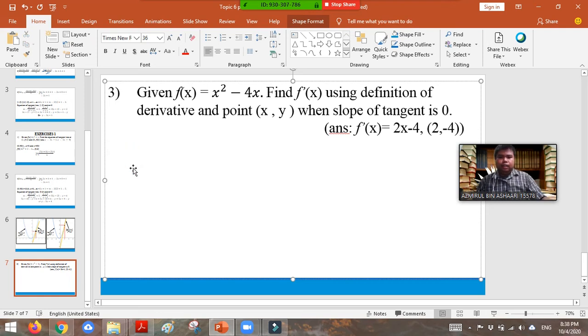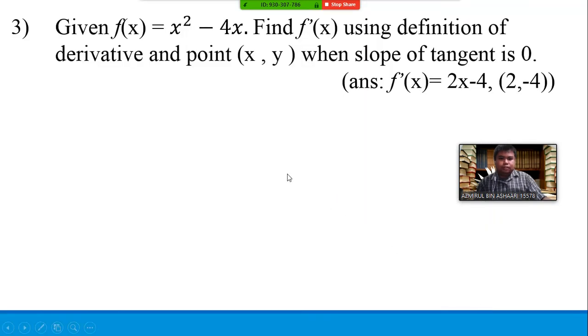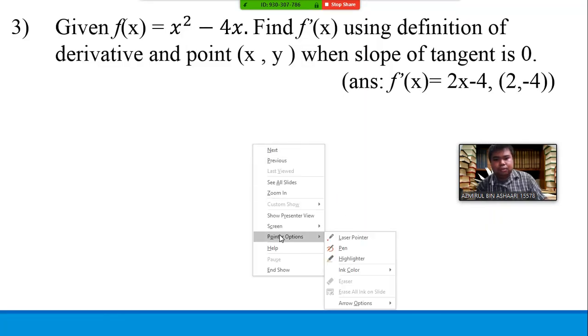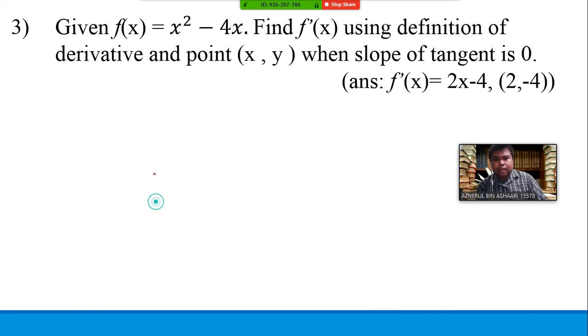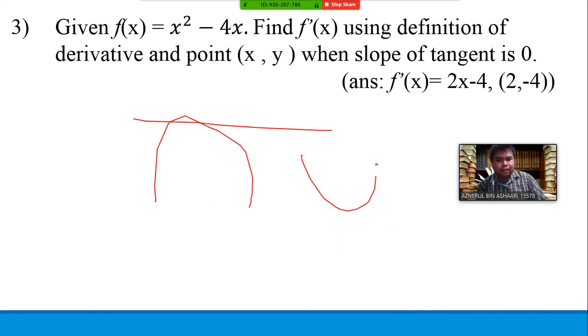Okay, there are two ways. First, you can find using the peak, because we know that when they are at the peak, the tangent of the graph at the peak is 0. Usually the tangent is 0 when they are at the peak, because if they are like this one, when it's the peak, it becomes like this one. You can find the peak, so at the point of the peak the tangent is 0.